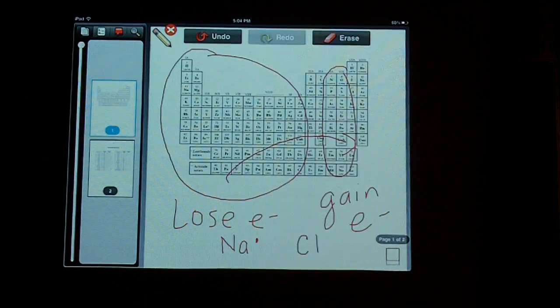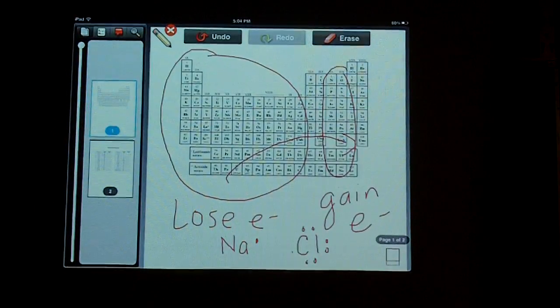If we take that and put it with chlorine, which has 7 in the outer shell, to get stable, chlorine would like to have 8. So the sodium gives 1 up to the Cl. That also makes sodium stable now as well, because sodium had 2 in the first shell, and it had 8 in the second shell, and it had 1 in that outer shell, that one right there.